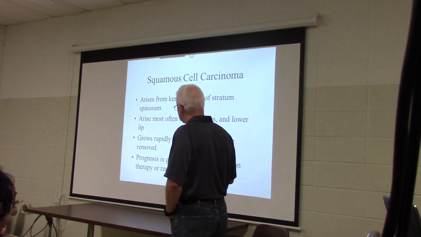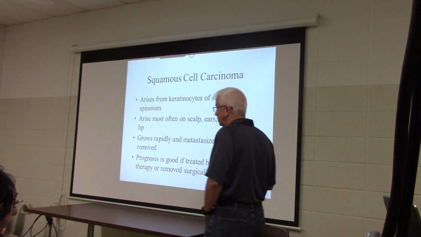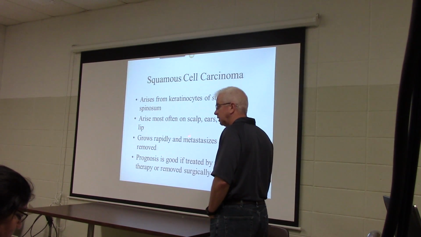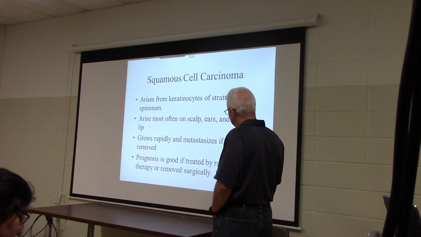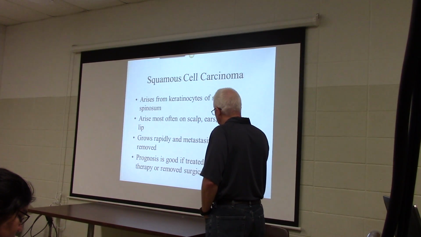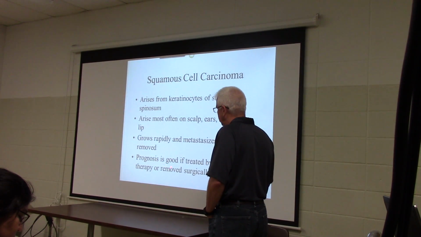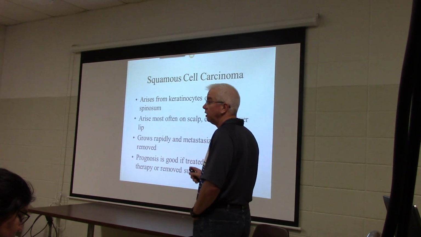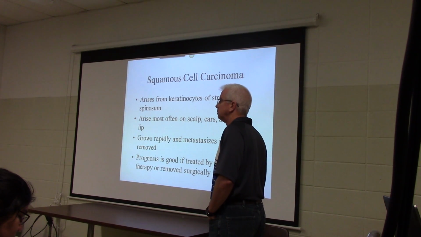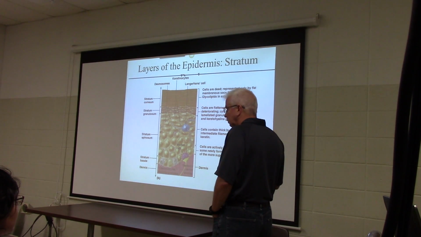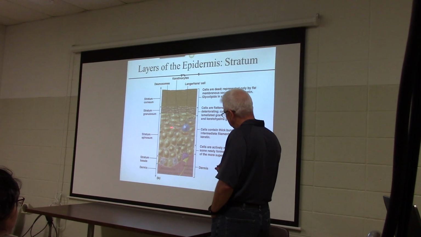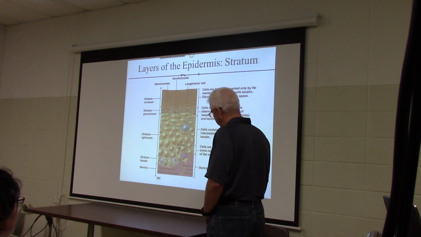The second variety is the squamous cell carcinoma. It is a little bit more dangerous. These metastasize if you leave them, so they normally need to be cut off. They come up most of the time on your scalp, on your ears, and on your lips. But the prognosis is normally pretty good for squamous cell carcinomas. Where are they? They're in the stratum spinosum, in this middle layer, if you will, of the epidermis. And so the prognosis is normally pretty good with those.